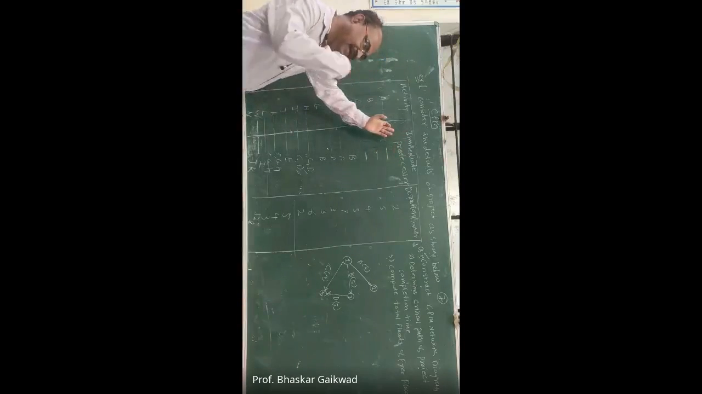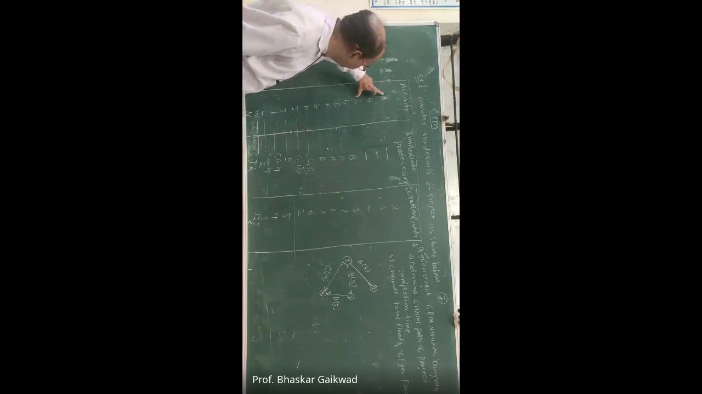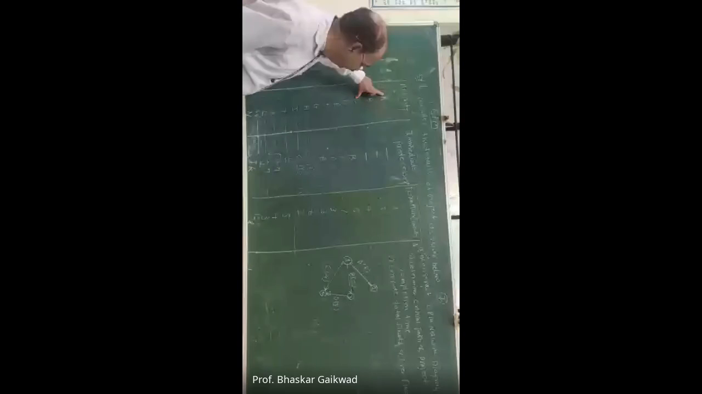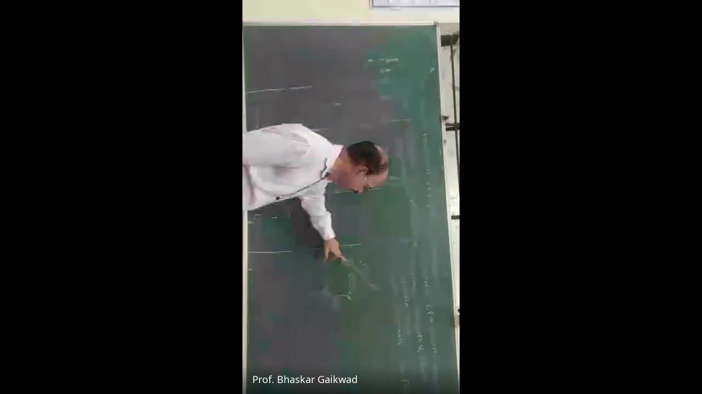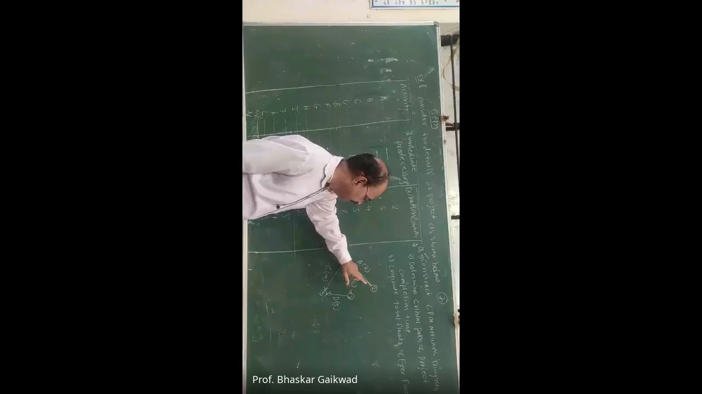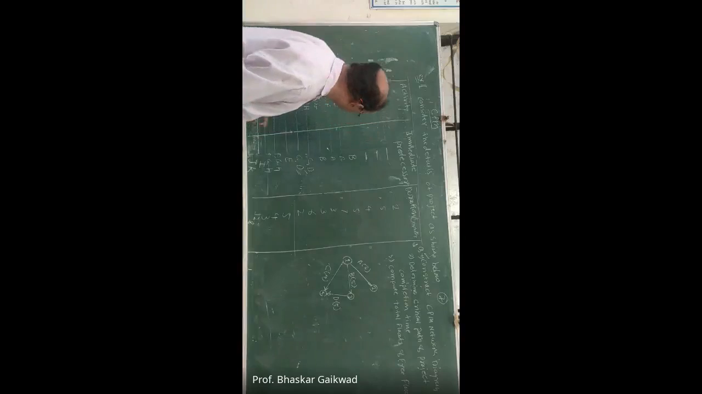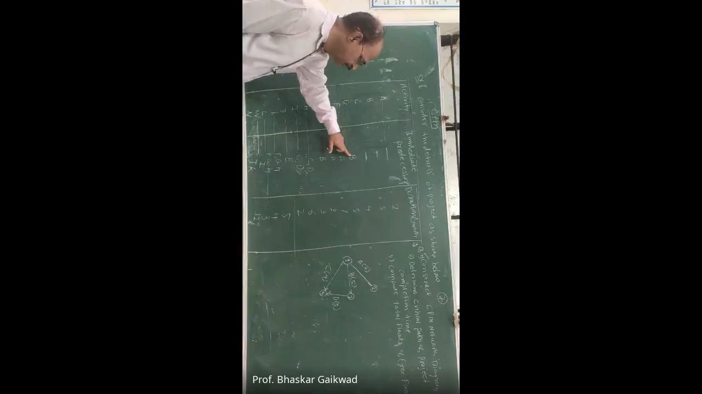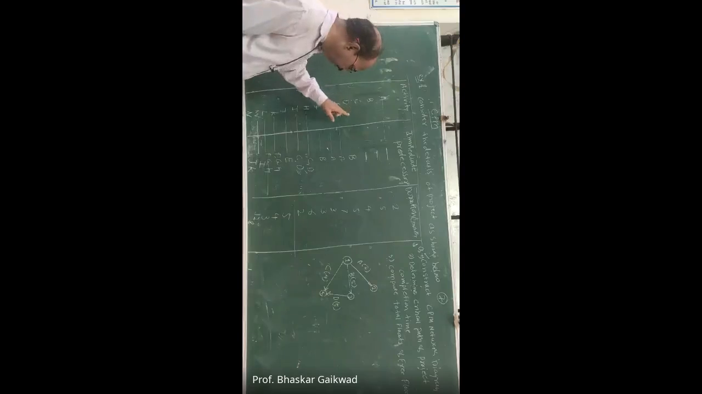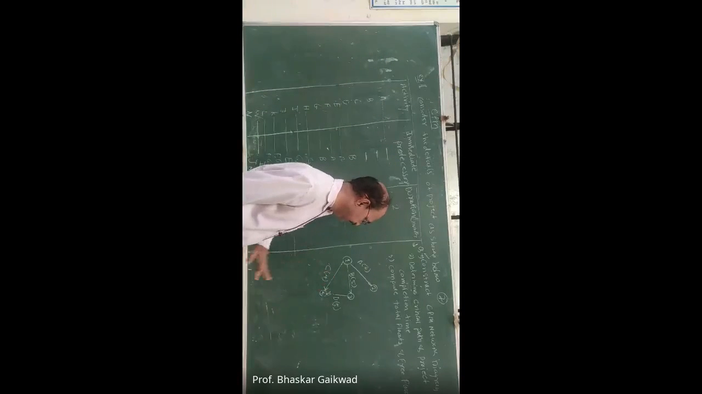Predecessors means backside activity. For these three, there is no backside activity. It starts on the node. This is starting point one. So initially, A activity, B activity, and C activity. Next is D activity. It will start from B, but D will end at C.